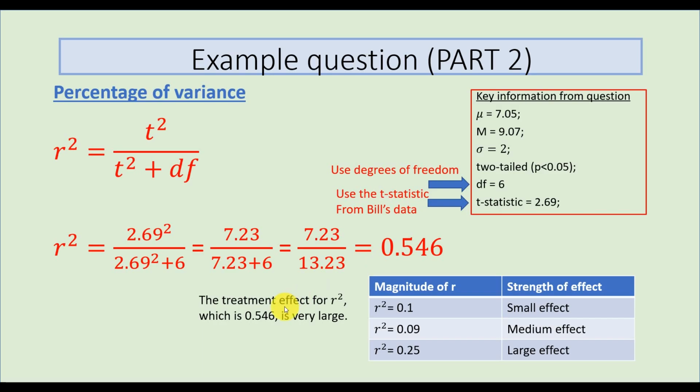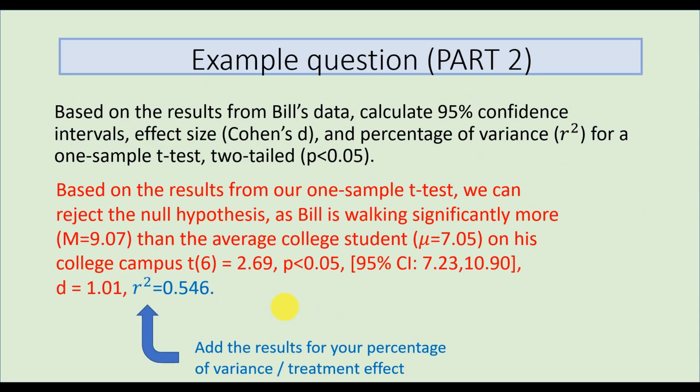So hypothetically, let's say there was a treatment or an intervention program in place and Bill was a part of that intervention program, we could say that that intervention program in itself had a 54.6% impact on how much walking Bill was doing. And that's quite a bit. So that's really how you would use this result. And if you were to write it within your actual formula, you would include r squared equals 0.546. And that's literally all you would be adding based on the question as provided.